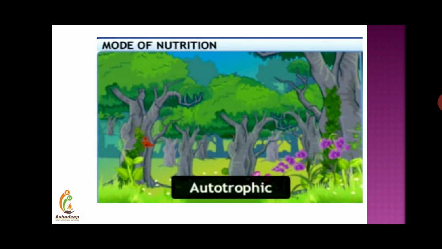All plants, trees and grass are green in color. So green plants have chlorophyll pigment. So this type of nutrition is the autotrophic mode of nutrition.